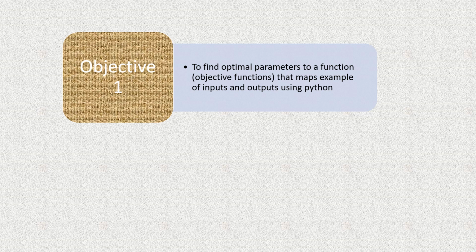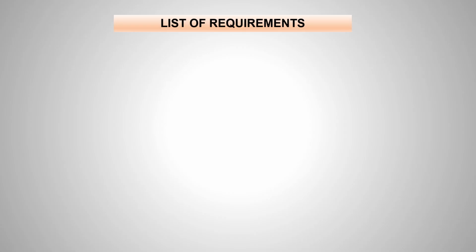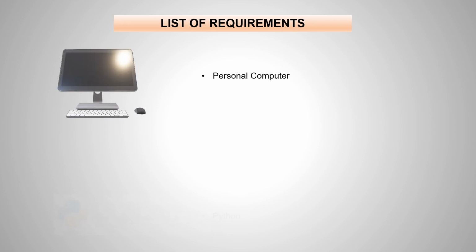There are two main objectives in this experiment. The first is to find optimal parameters to a function, the objective function, that maps examples of inputs and outputs using the Python programming language. And secondly, to use curve fit in SciPy to fit a range of different curves to a set of observations. To perform this experiment, you will need a computer to write Python programs.